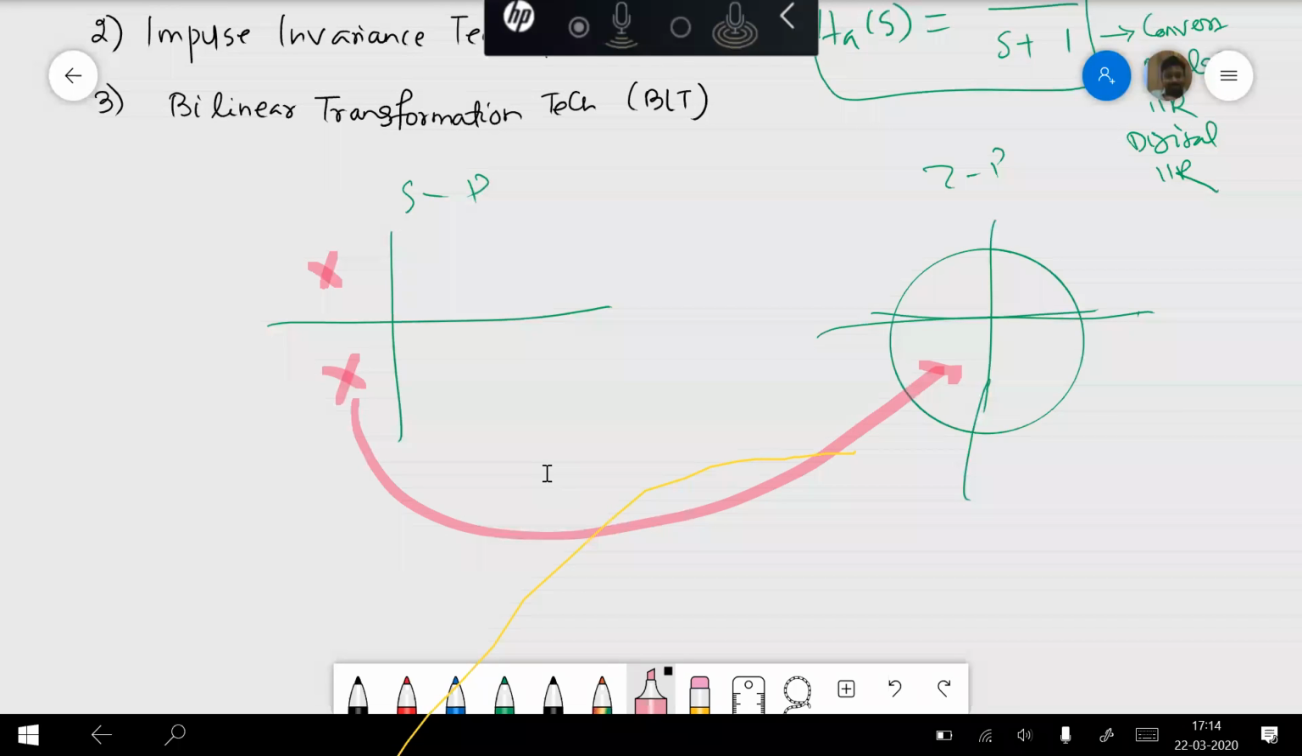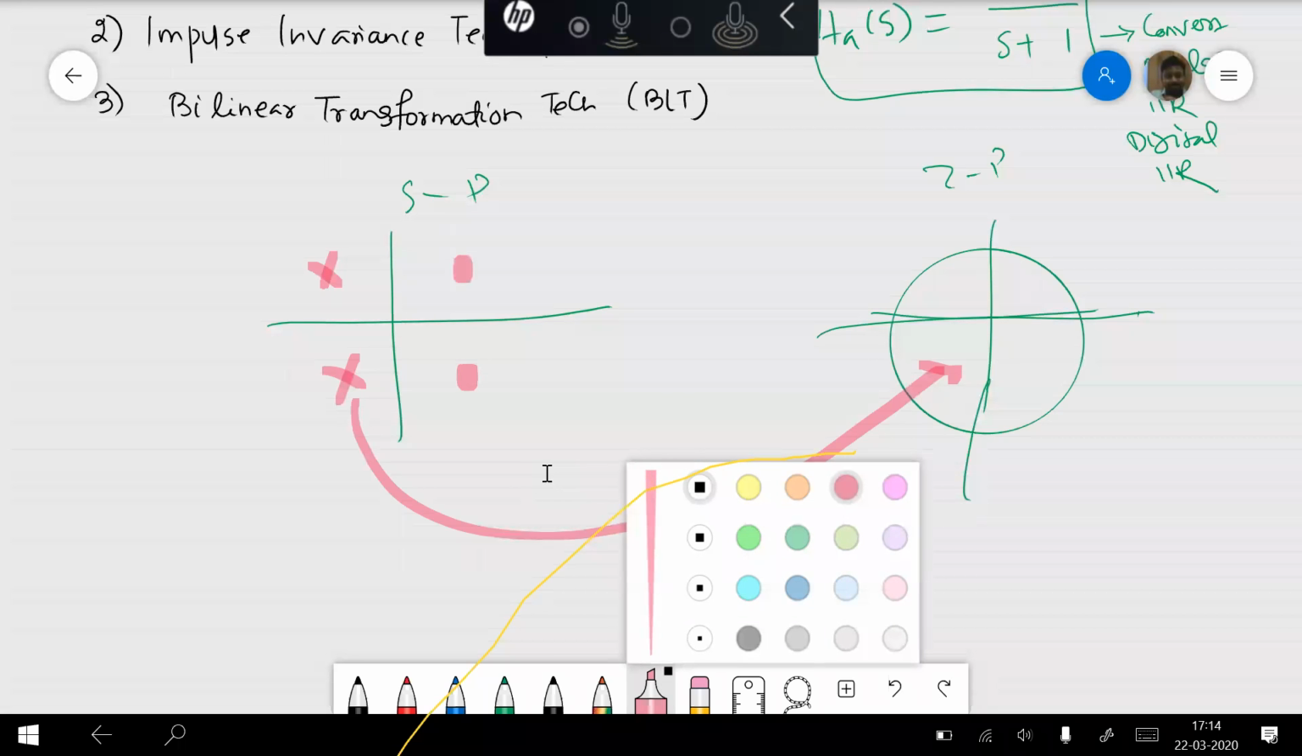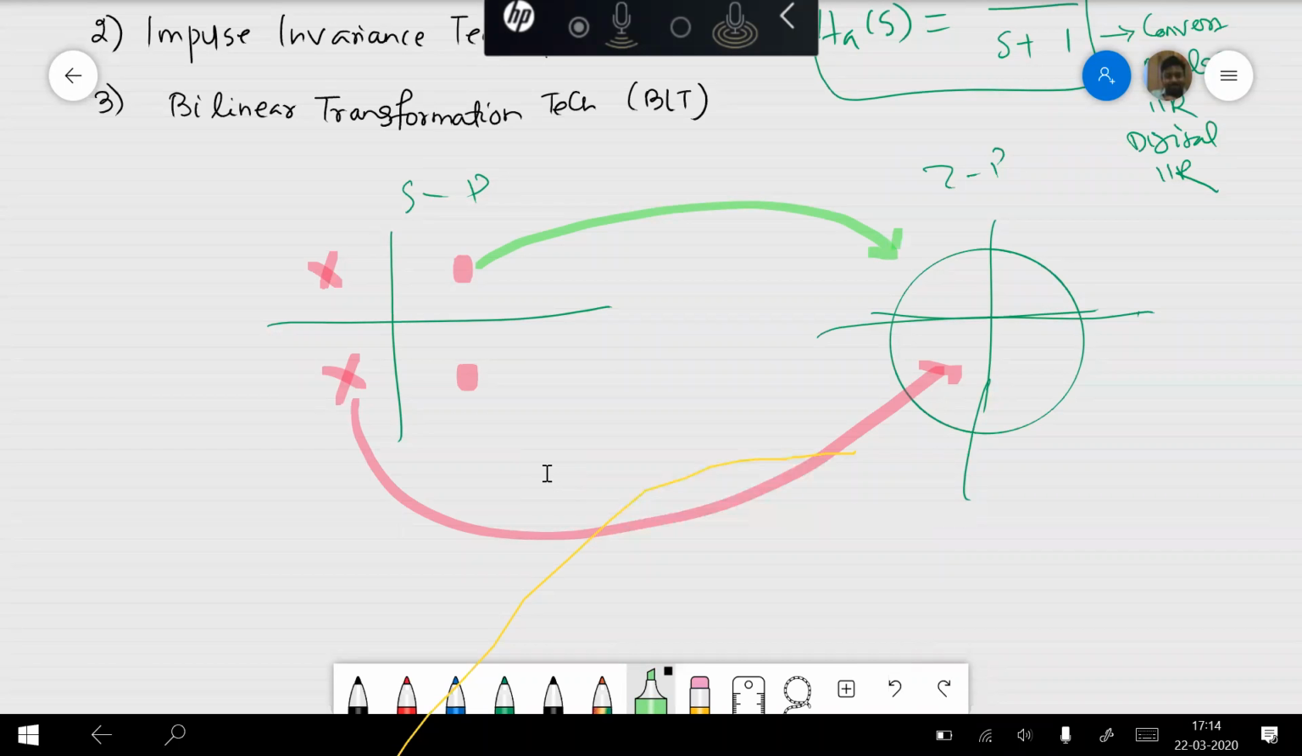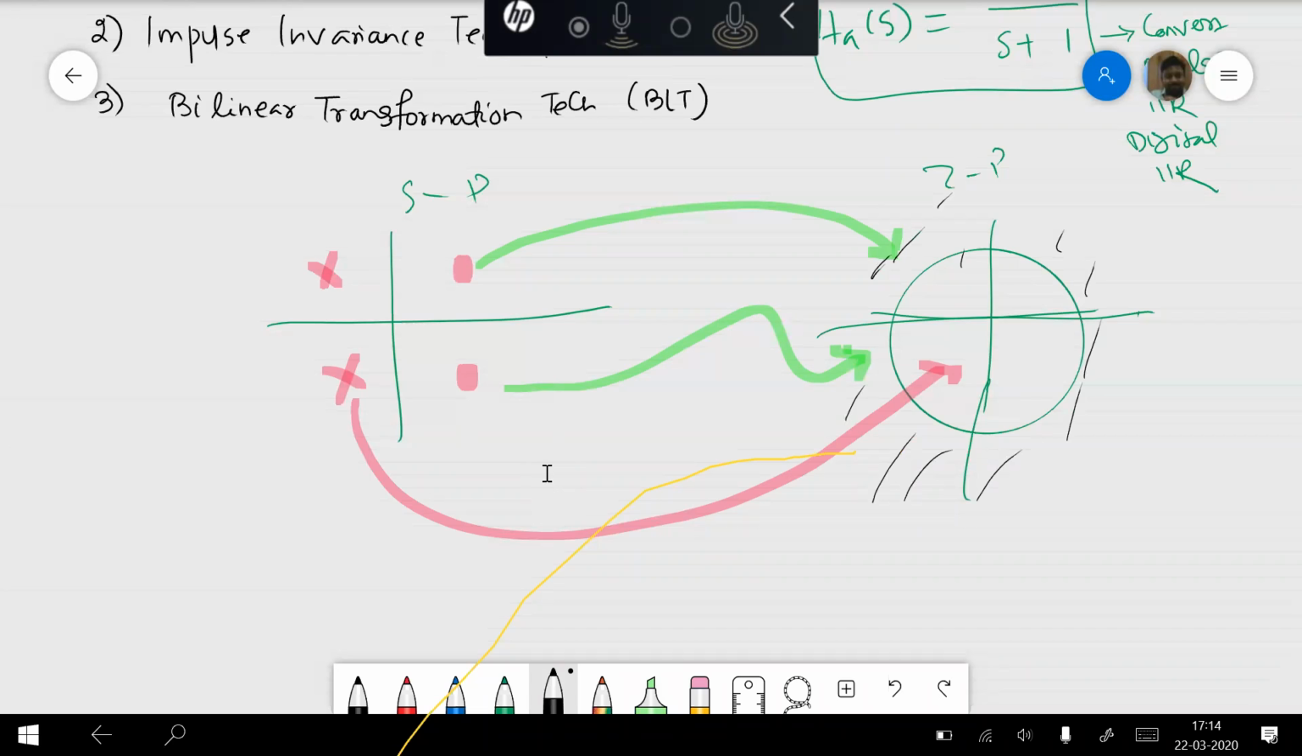Now this right side will map to outside this unit circle. Outside means these parts. Got it? Understood this part, that the right side should map to outside of this unit circle? Clear? Okay, fine. Let's come to the third part.